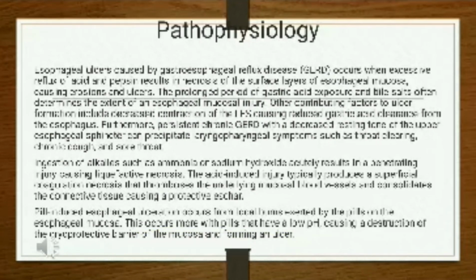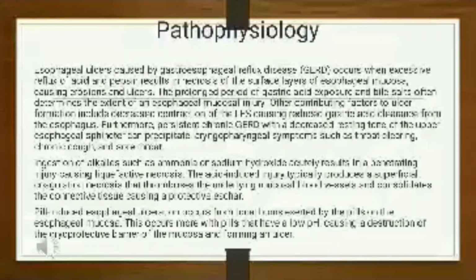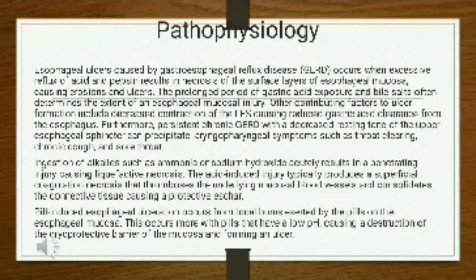Pathophysiology of esophageal ulcers. It is caused by gastroesophageal reflux disease, or GERD, which occurs when excessive reflux of acid and pepsin results in necrosis of the surface layers of the esophageal mucosa, causing erosions and ulcers. The prolonged period of gastric acid exposure and bile salts often determines the extent of an esophageal mucosal injury. Other contributing factors to ulcer formation include decreased contraction of the LES, causing reduced gastric acid clearance from the esophagus.